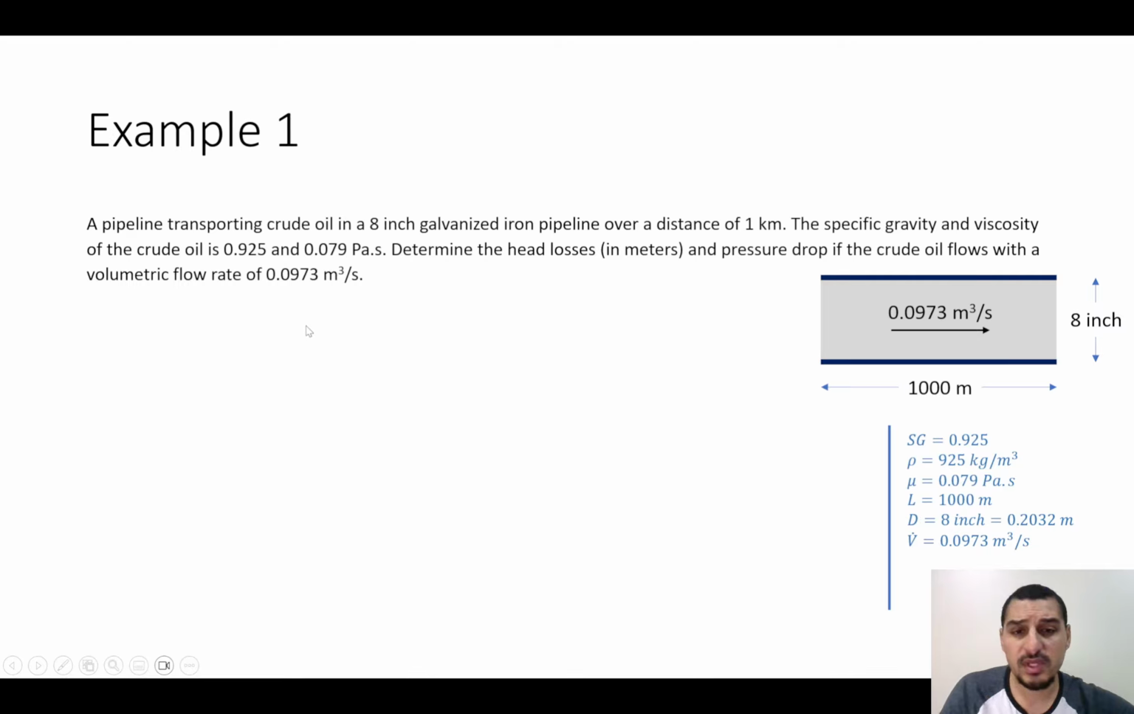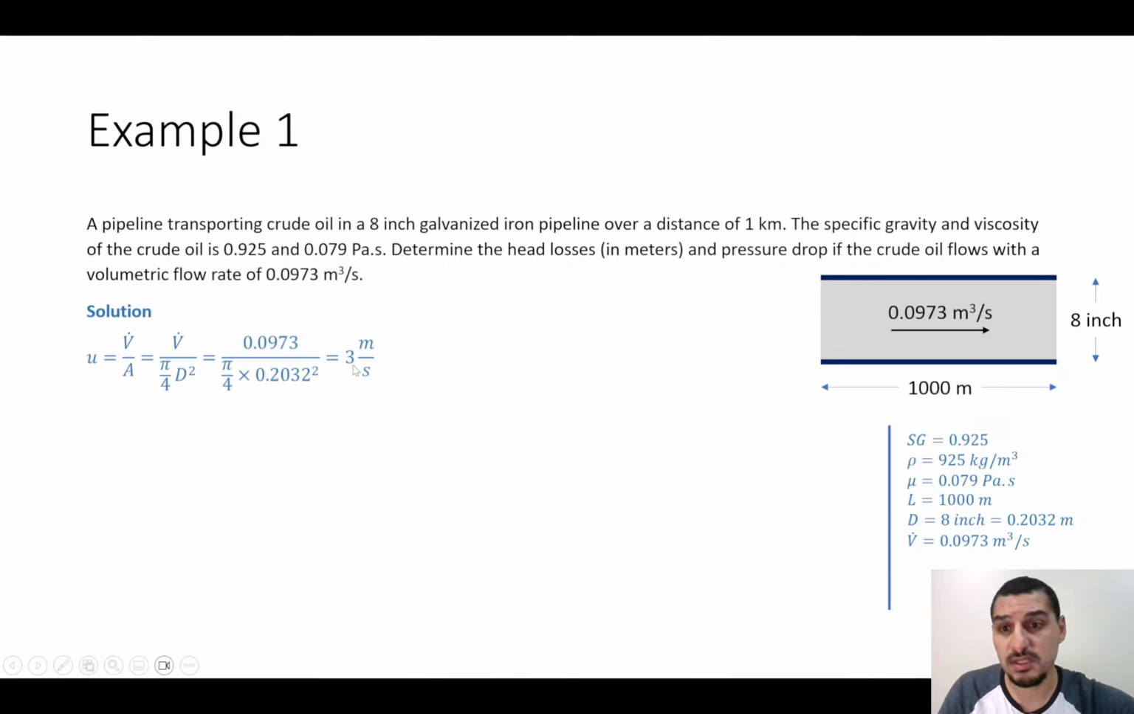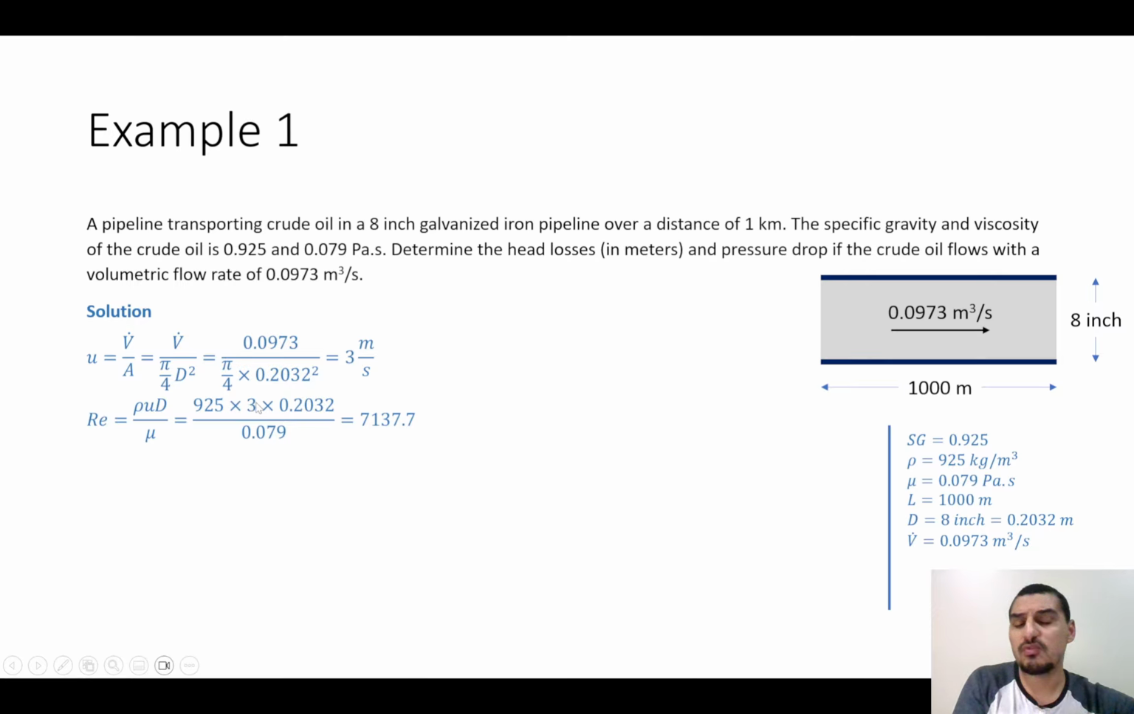So for this solution, if we want to calculate the losses, we'll directly substitute in Darcy's equation. First we will calculate the velocity by calculating the volumetric flow rate over the area, which is going to be 3 meters per second, and then we will calculate Reynolds number, which is rho ud over mu. We know the density, we know the viscosity, we know the diameter, we know the length, of course, the velocity. Of course, making sure that the units are homogeneous is needless to say.